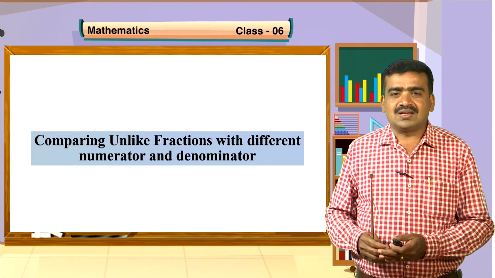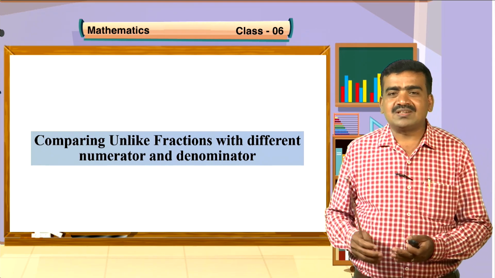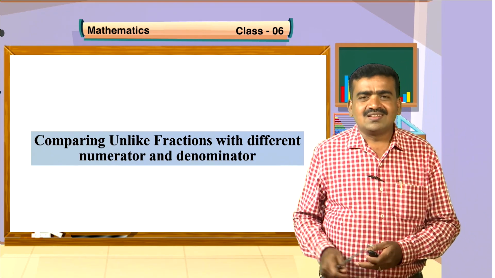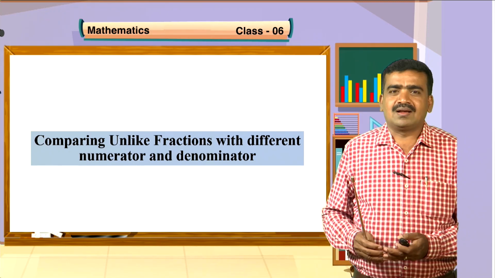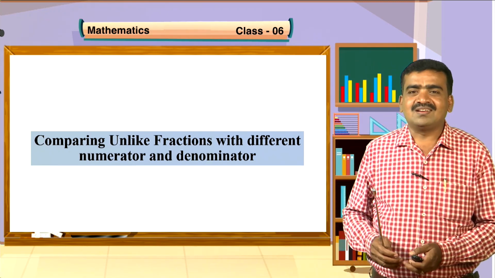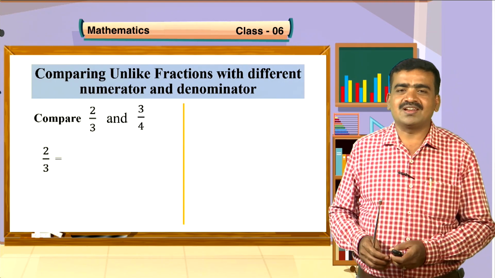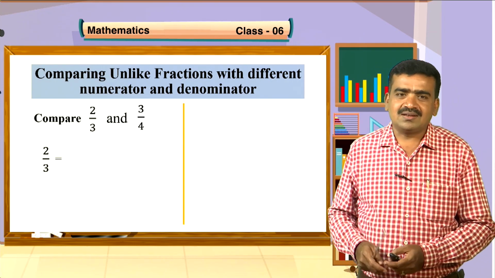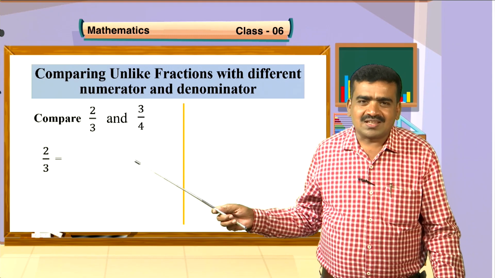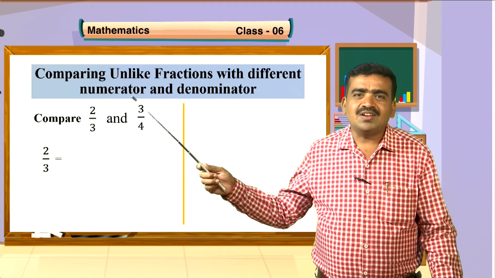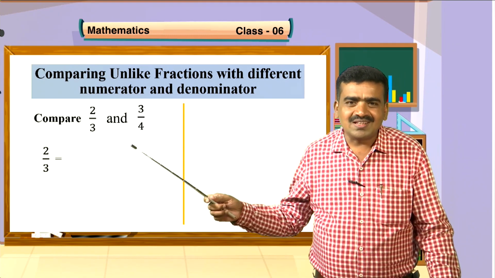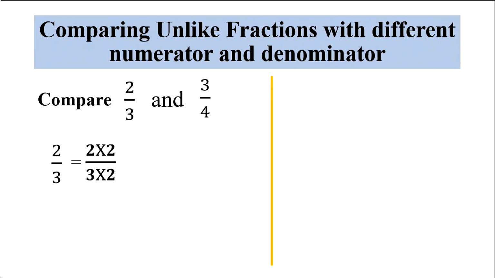Now, let us go with fractions with a different numerator and denominator. This is very important. Let us learn how to compare unlike fractions with a different numerator and denominator. My dear student, here the two fractions are given having different numerator and denominator, that is 2 by 3 and 3 by 4. Now, let us write the equivalent fractions for 2 by 3 as well as 3 by 4 until we get the same denominator.